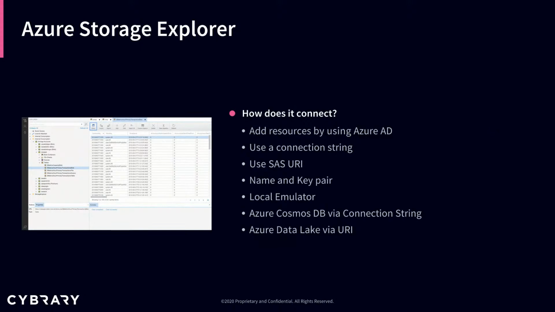So basically, in a nutshell, you will add the storage resource in Azure AD, and then you'll create a connection string. The connection string will have your URI for the data. And if your data is secured by Key Vault, then you'll need to name the key pair to use. If you're using Azure Cosmos DB, then you'll have the Azure Cosmos DB connection string. And if you're using Azure Data Lake Storage, you'll have the Azure Data Lake URI.